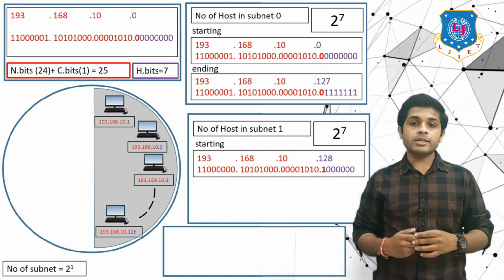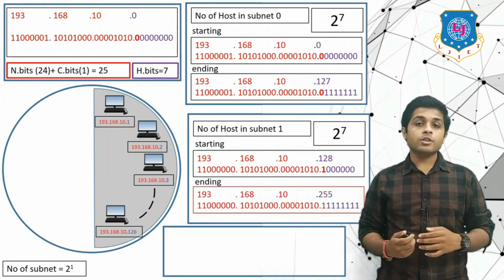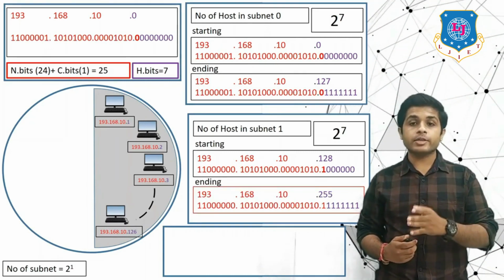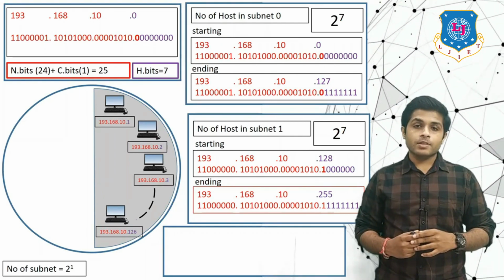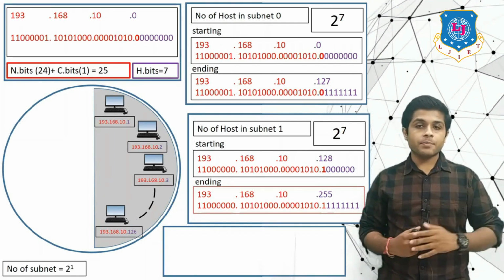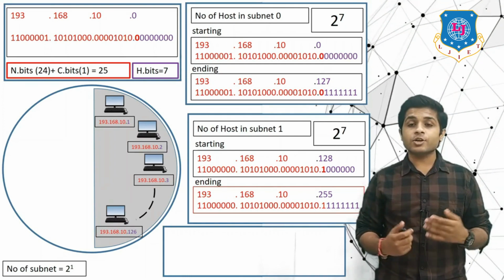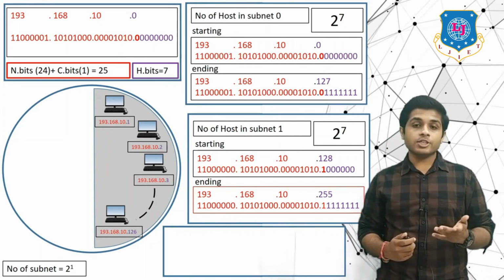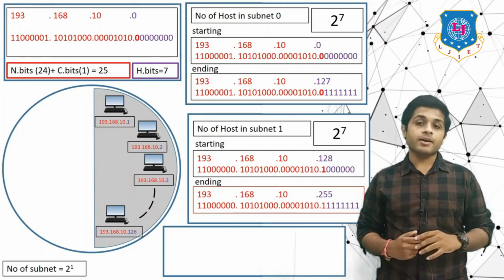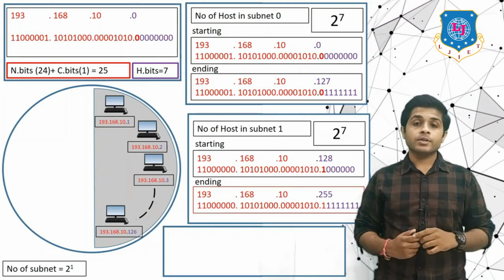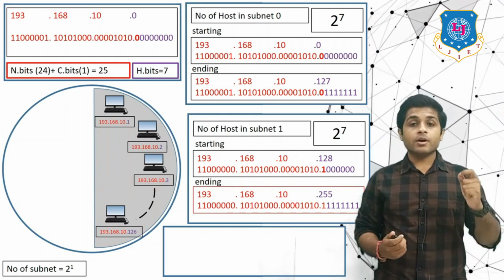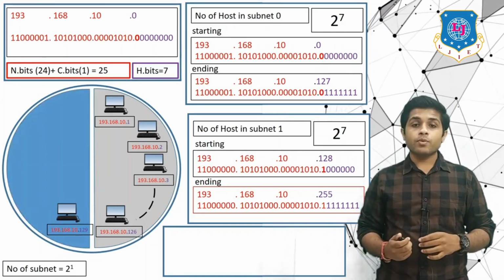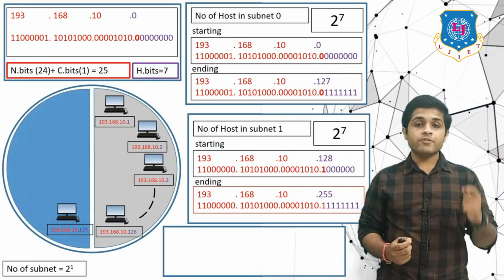And to find the last address in subnet 1, let's set all the host bits to 1 and you will get 193.168.10.255. Now again, in a particular subnet, the first and the last address are not usable, because the first address represents the whole subnet and the last address represents the broadcast address in that subnet. So let's allocate the IP addresses of the devices in subnet 1. So what will be the IP address of the first device?